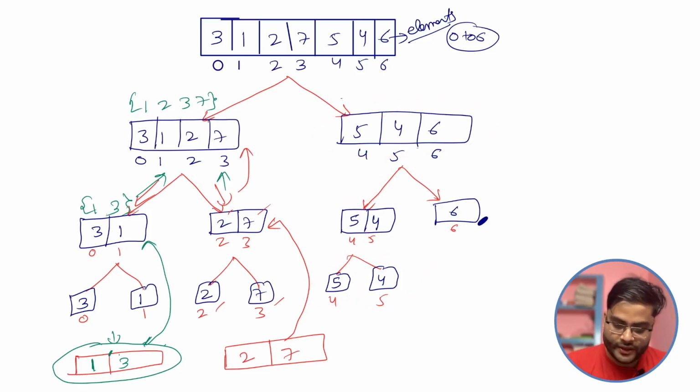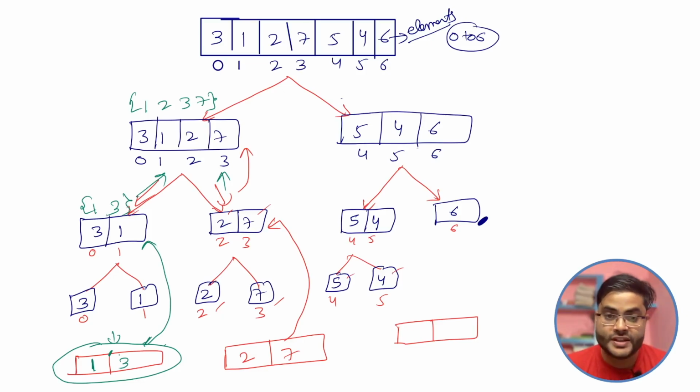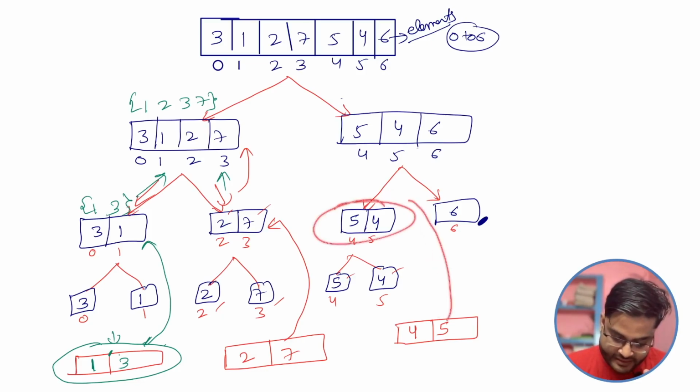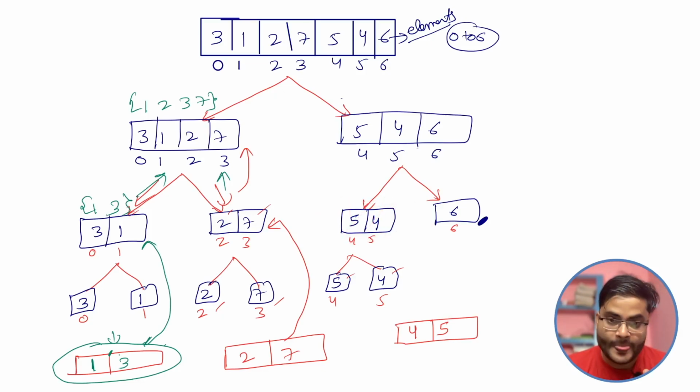What will we do? We will take an auxiliary array of size 2. Now we will compare 5 and 4. Which is smaller? 4. So we'll put 4 here, and the remaining 5 we will put here. Now we will replace these elements in the original array. So this will become 4, this will become 5, right? So pass our sorted array. So this will be 4 and this will be 5. Okay, now the left side is solved.